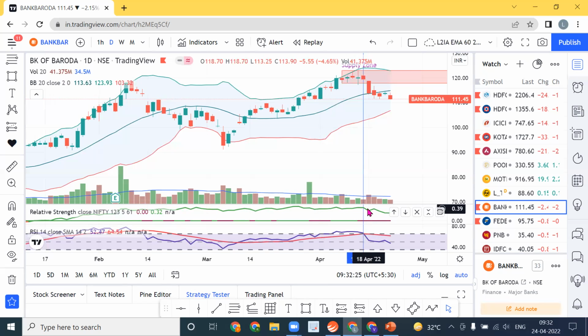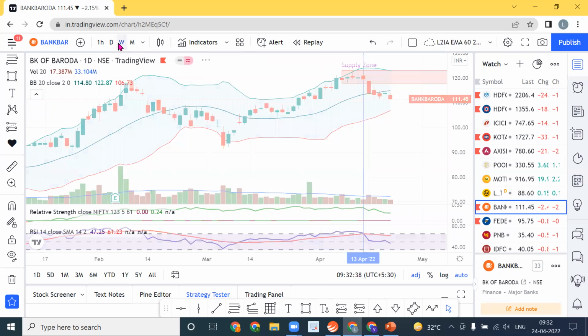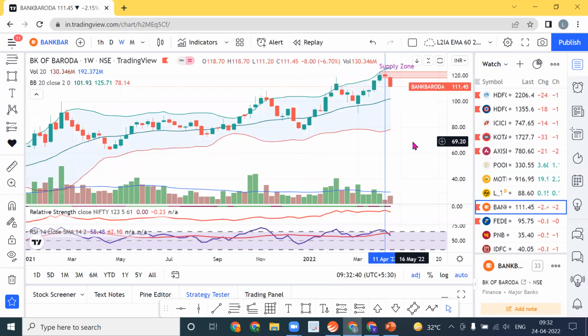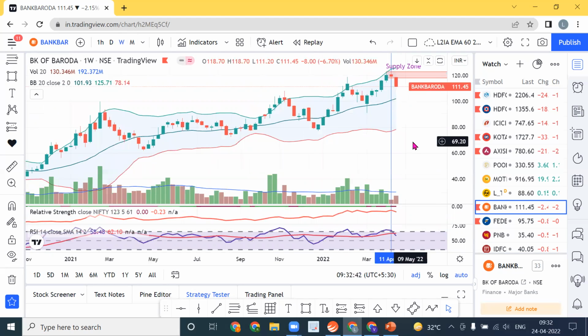So as a trader, as an investor, you have to look at this. But an investor will take a longer period decision. So he will not look at the day chart. He will look more at the week chart. On the week chart, what is happening? Let us see the week chart.